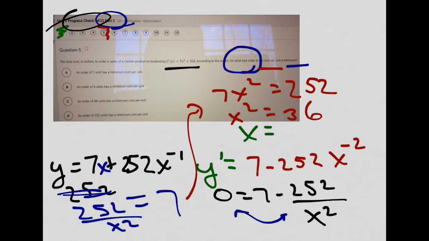So we're going to say x is 6 because x is the number of units. We don't need the negative. So now we know that the answer is 6 units. And that would give you minimum cost. If you have extra time to make sure it is a minimum, you can go back and do that. But the answer would be 6. And that is choice B.